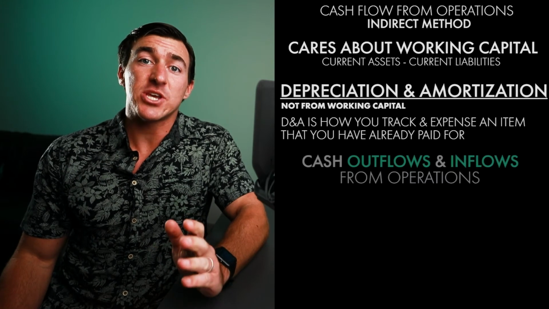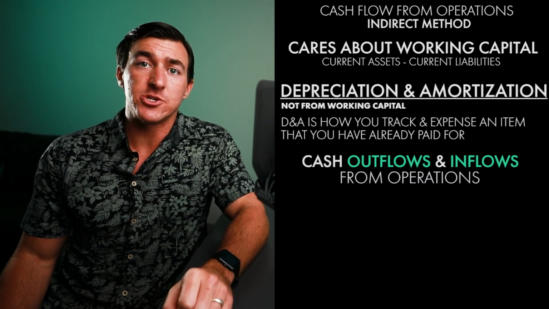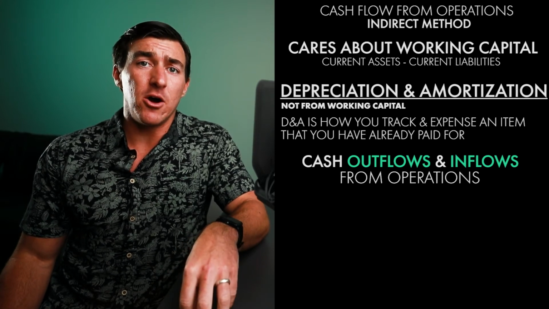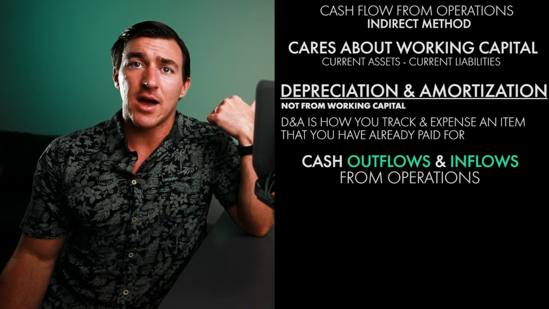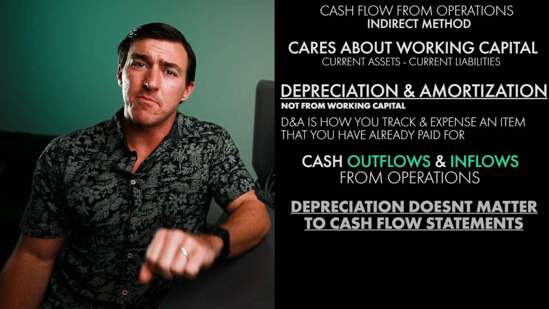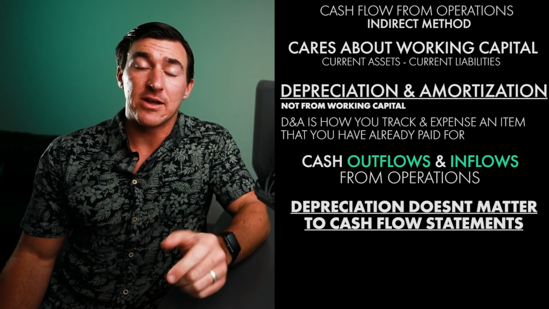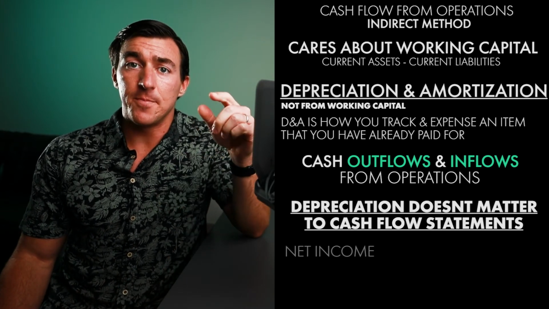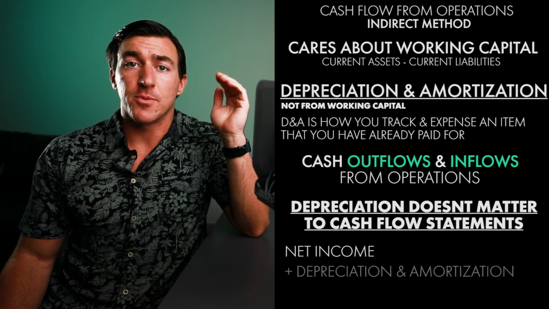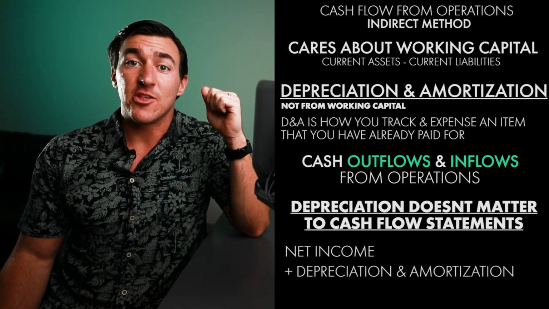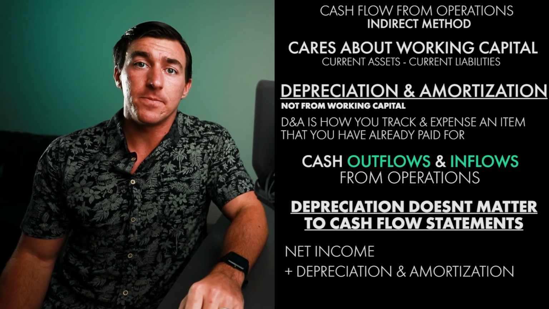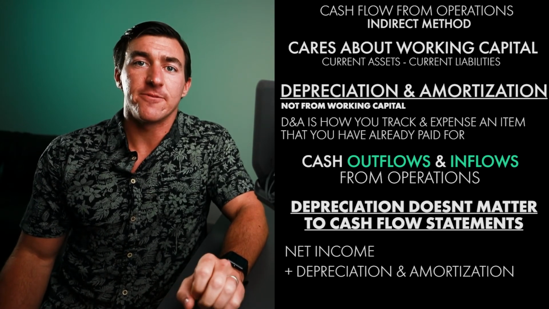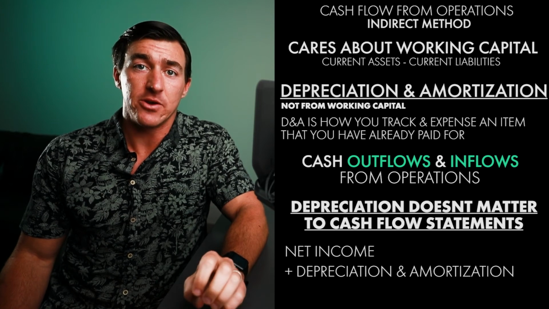Now, if we're looking at the cash outflows and inflows from operations, which is what the cash flow statement tracks, then we actually need to say, oh, well, if I paid cash for that thing a long time ago, depreciation doesn't really matter to cash flow statements. And that's correct. You see, anytime you start with the indirect method, you have net income and you immediately add back depreciation and amortization. That's because it didn't actually cost you any cash. No cash changes hands when a depreciation is expensed. That's the first item that's always added back when you start the indirect method.